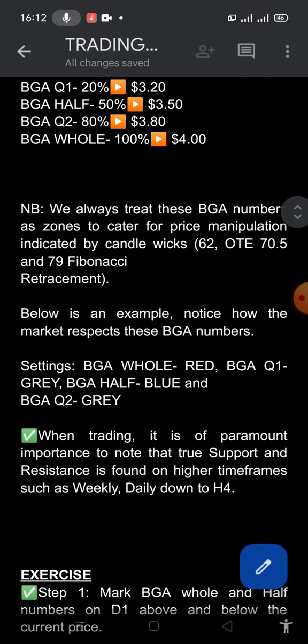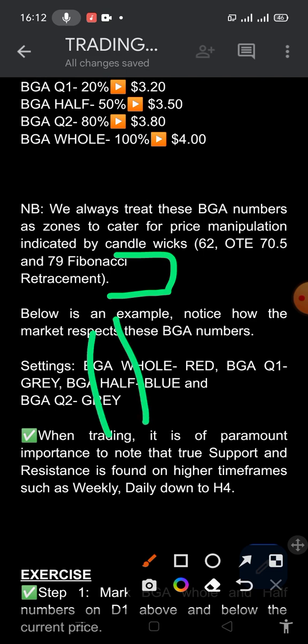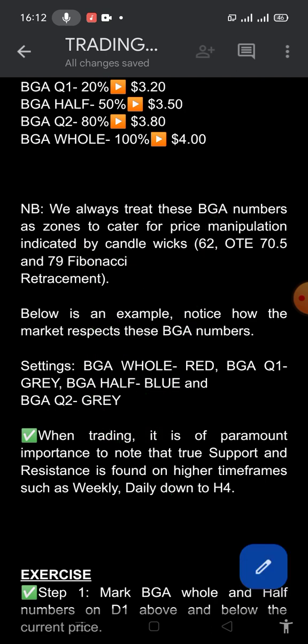Note that this BGA number should be used with the Fibonacci retracement tool, and you should have a good knowledge of candle patterns. When you see a candle pattern, know what it means on the daily time frame. If it's reversing, that's where you use these BGA numbers. So you're using it with a Fibonacci retracement tool to ensure that you get a good entry. Use it with a Fibonacci retracement tool and candle reversal patterns.